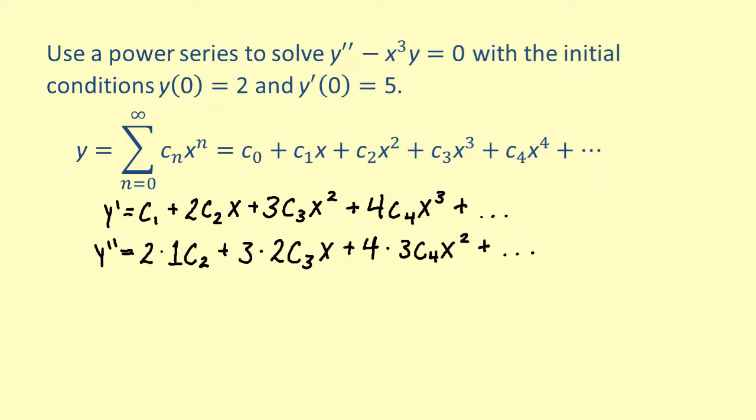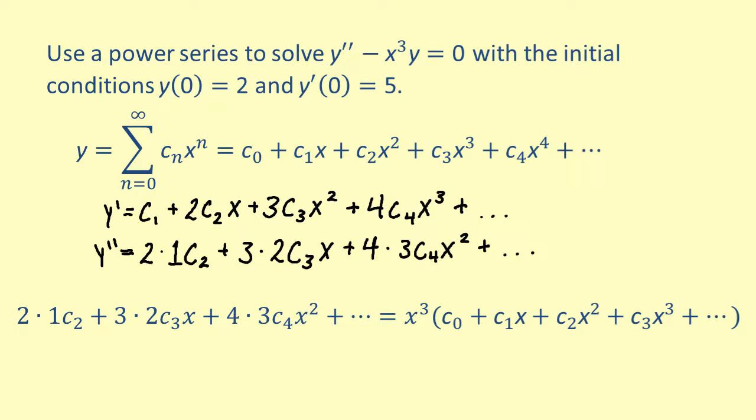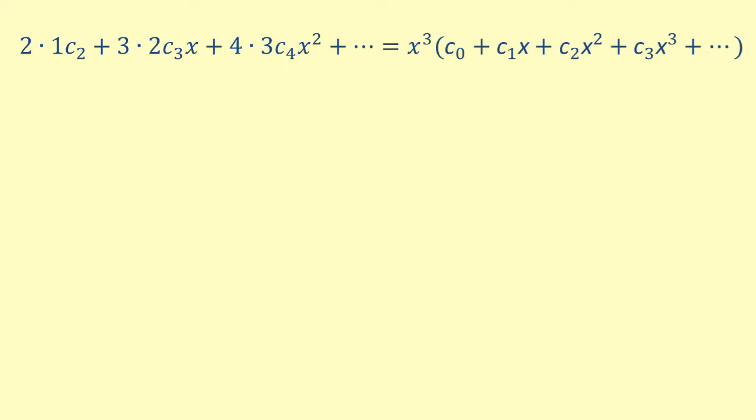So, if y satisfies the equation y double prime equals x cubed y, then we can set the expression for y double prime equal to x cubed times the expression for y. Using the fact that coefficients of the same degree must be equal, let's determine an expression for each coefficient.